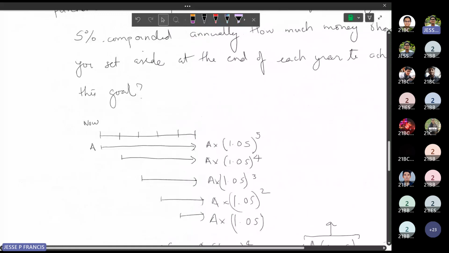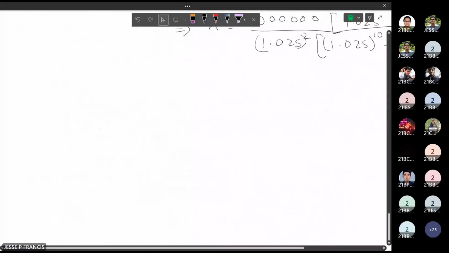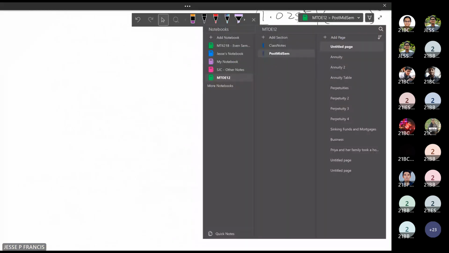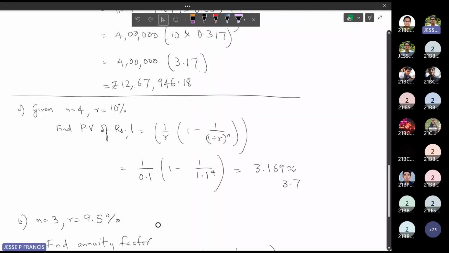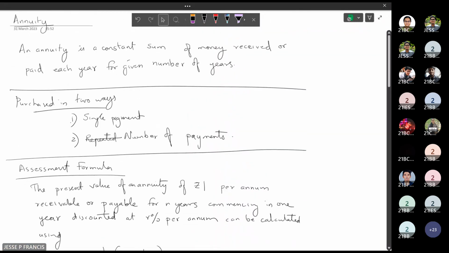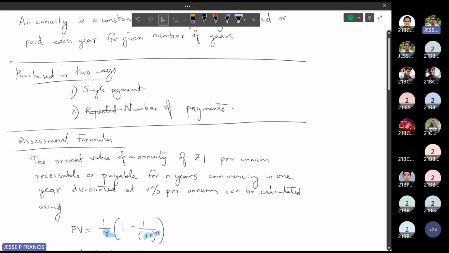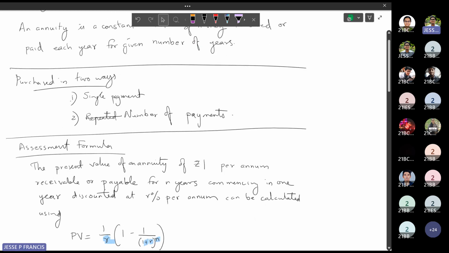We did more problems on this. Then we went ahead to annuity. Annuity is annual payments made. An annuity is a constant sum of money received or paid each year for a given number of years. Annuity can be purchased in two ways. One is by single payment or number of payments over a given period of time.